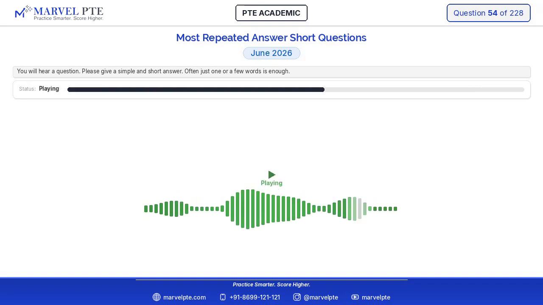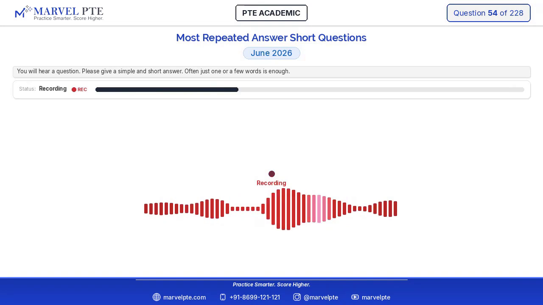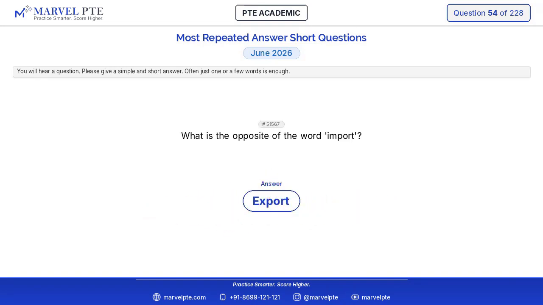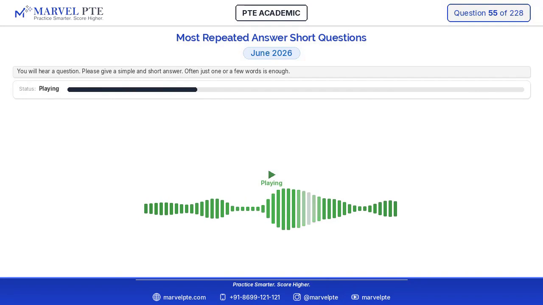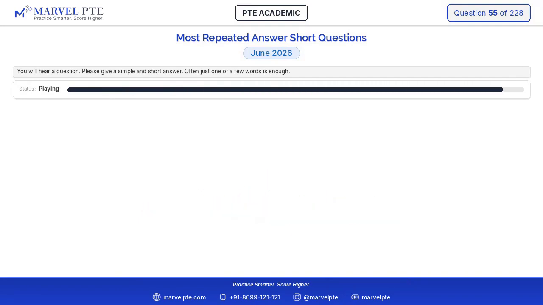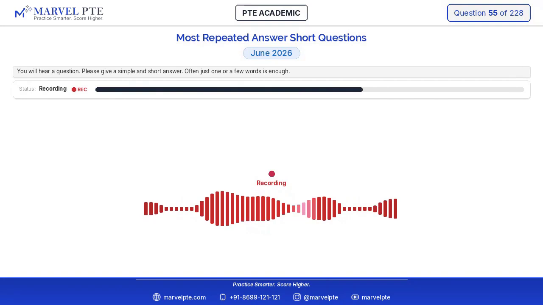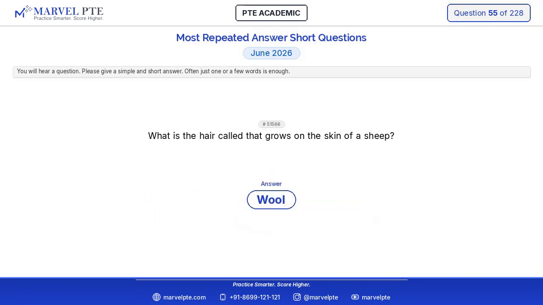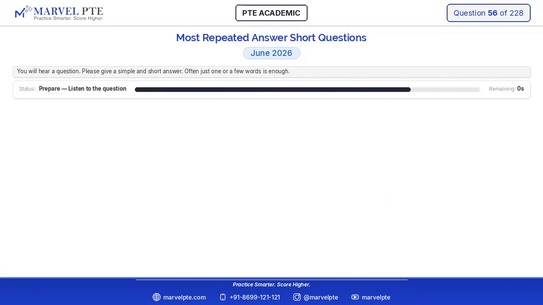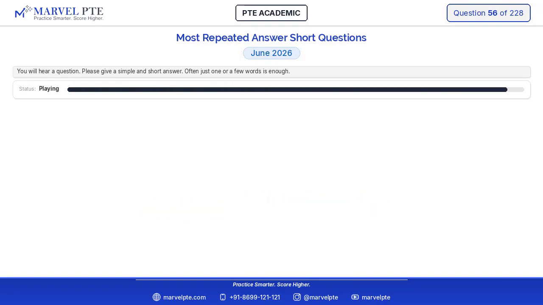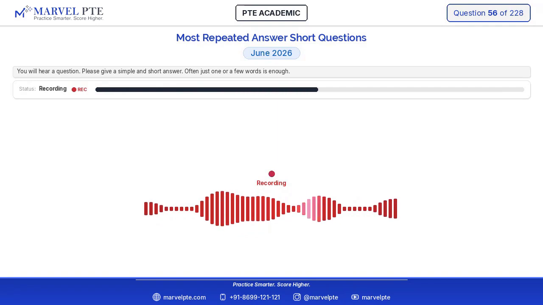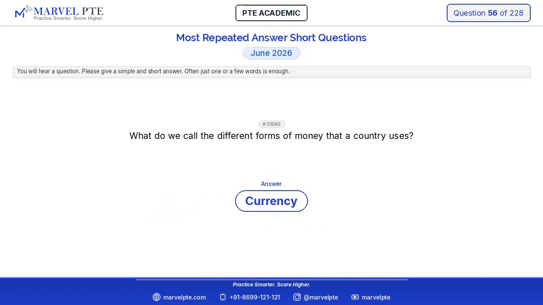What is the opposite of the word import? Export. What is the hair called that grows on the skin of a sheep? Wool. What do we call the different forms of money that a country uses? Currency.